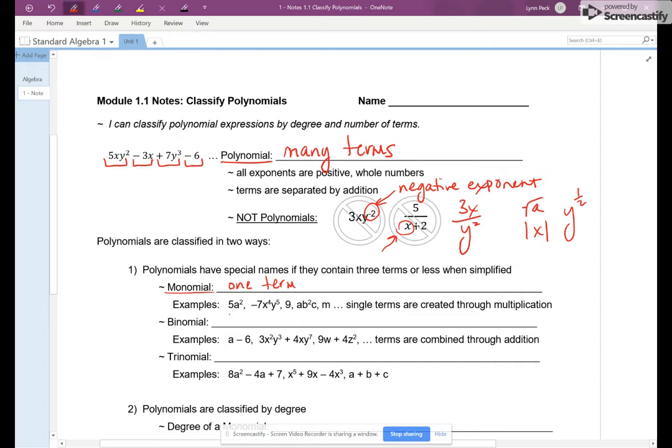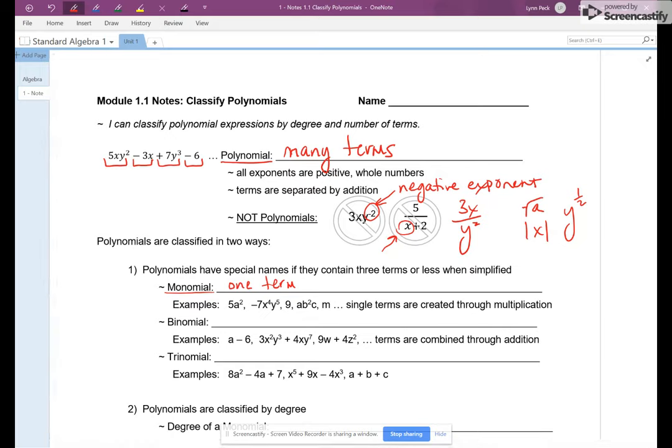All right, the examples given, 3a squared, single term, because anytime you create them through multiplication, whether they have letters and numbers or multiple letters and exponents, single terms are created through multiplication. So even if they get as complicated as negative 7x to the 4th, y to the 5th, that's a single term. All plain old numbers are single terms. All plain letters are single terms.